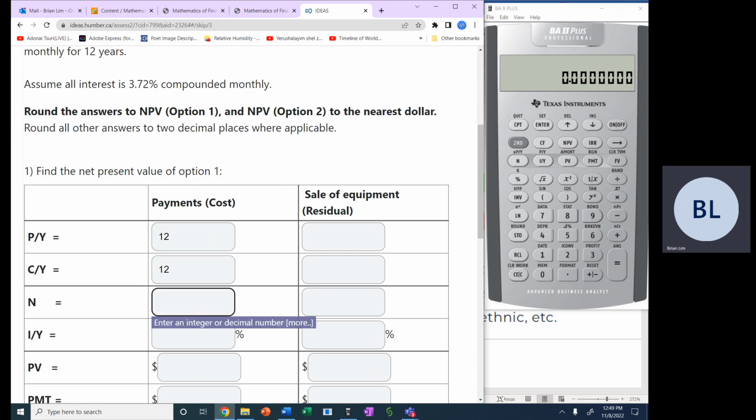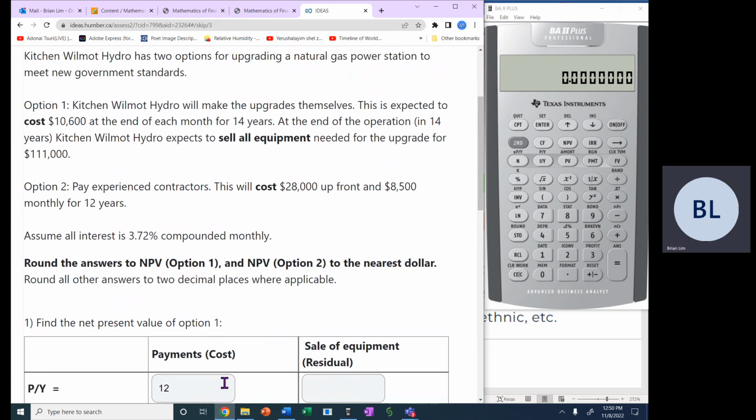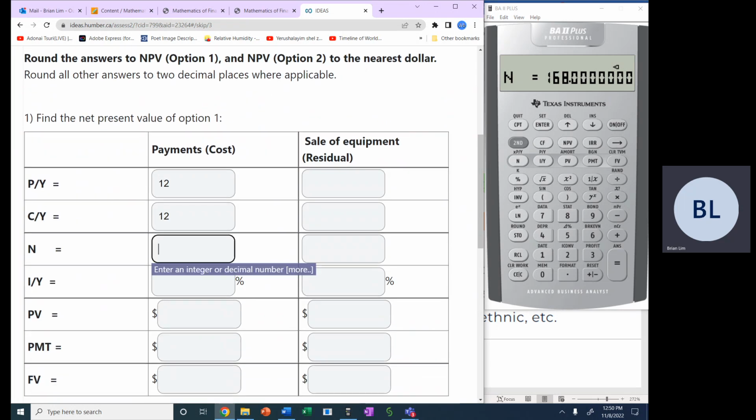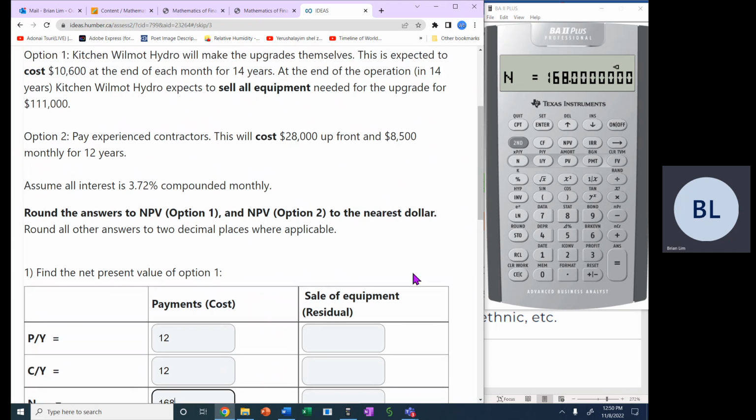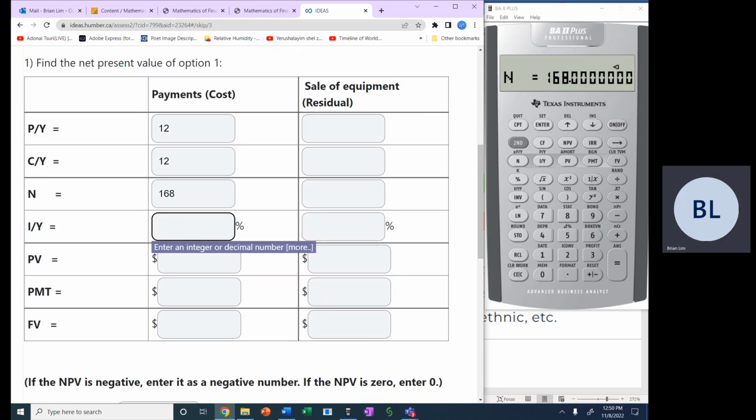Then we have to get to N. Now, N depends on the number of years. And in the first option, be careful now, this is option one we're dealing with, it's 14 years. So we go 14, and we go second N, and N turns out to be 168. All right, interest is 3.72 compounded monthly. Okay, so there we are, 3.72 compounded monthly.